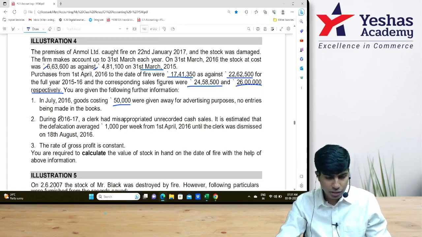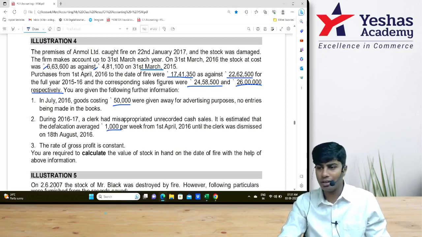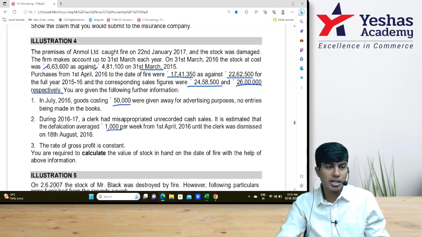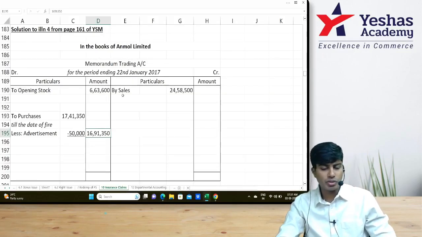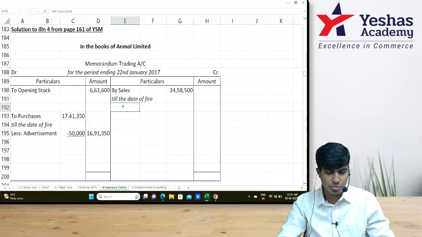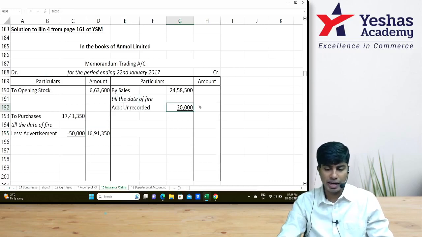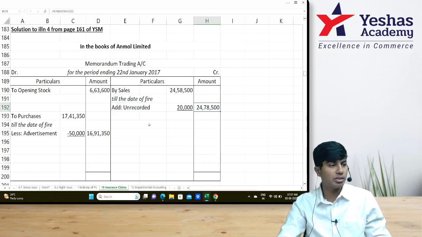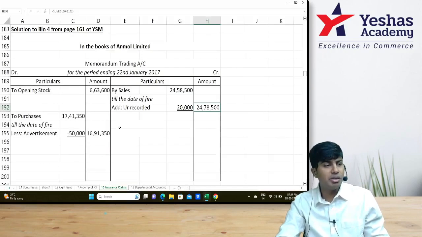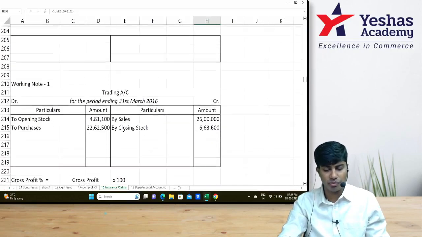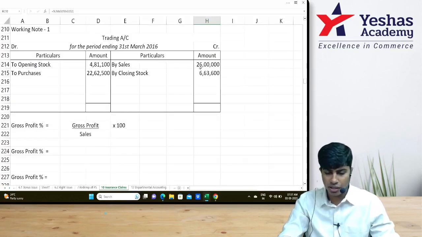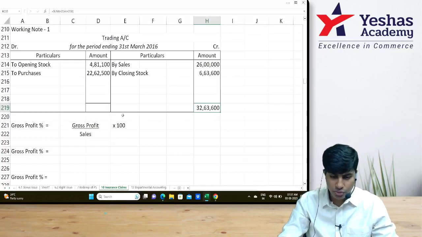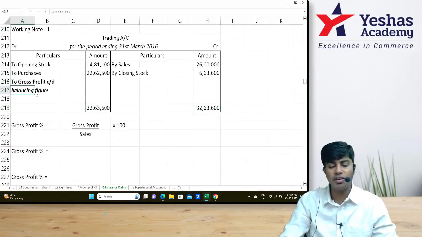What's after that? Then the clerk misappropriated 1,000 per week. You worked out 20 weeks there. How much is that? 20,000. 20,000 has to be added to sales. It is sales but not recorded as sales. Sales will become 24 lakh 78,500. Then that's it, GP has to be computed. We don't know the GP of the previous period. Shall we find GP here? 32 lakh 63,600. How much is gross profit?